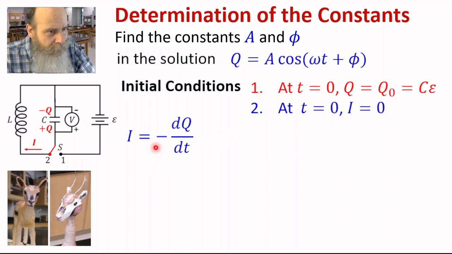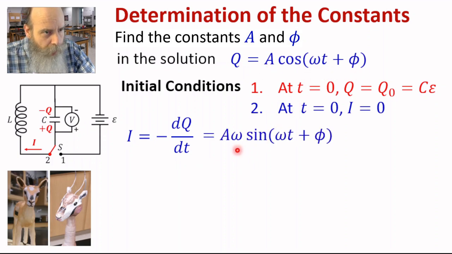So I is negative dq by dt. Let's differentiate this expression. And we get the following. Derivative of cosine is sine. Again, we get the factor omega coming in front. So A omega sine omega t plus phi for the current. I'm sorry, derivative of cosine is negative sine. So the two negatives cancel out, giving us A omega sine omega t plus phi.